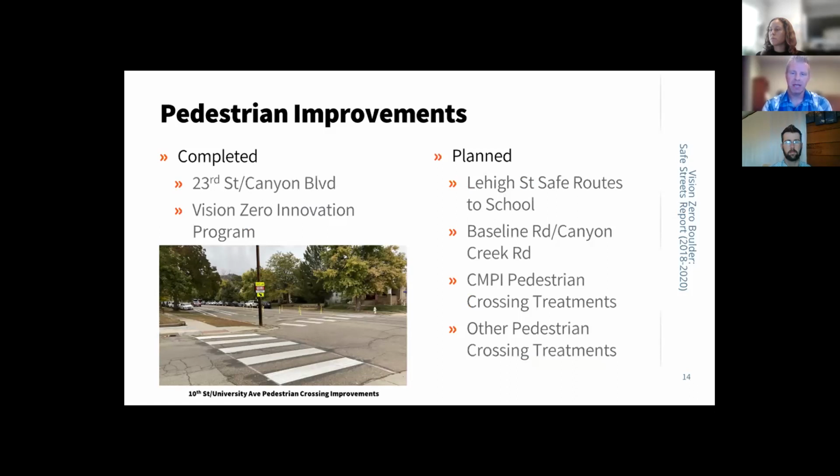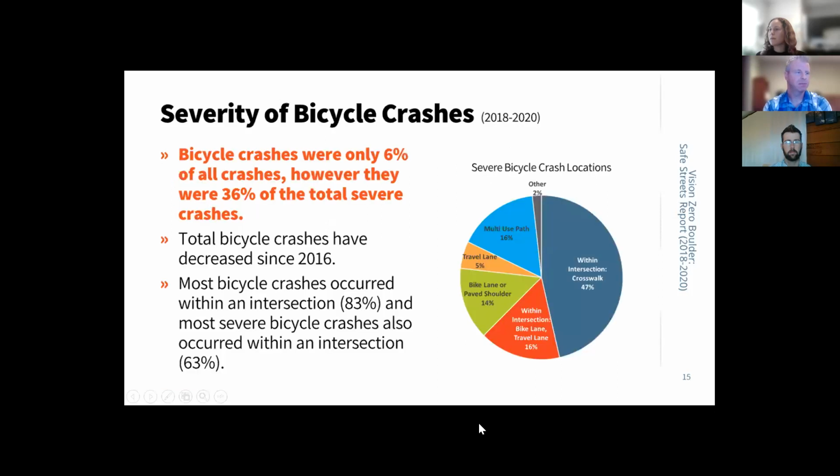And as you can see, we have quite a list of planned projects next year, just general crosswalk improvements or curb extensions. And in the case of Baseline Road and Canyon Creek, we'll be changing out an RRFB to a full traffic signal. Next slide, please.